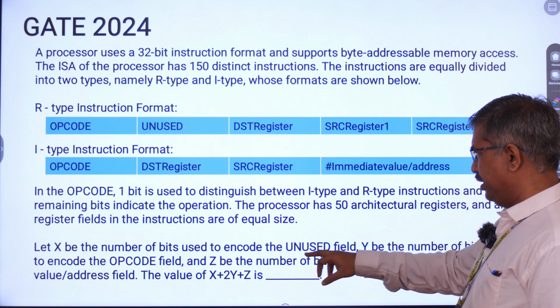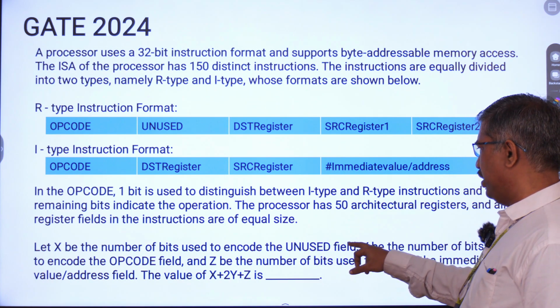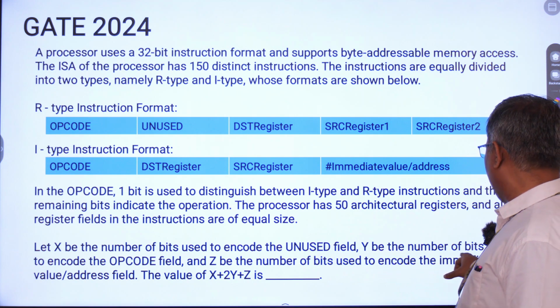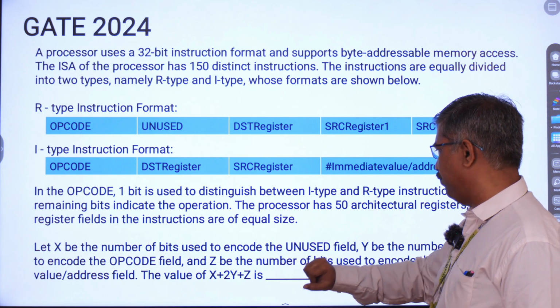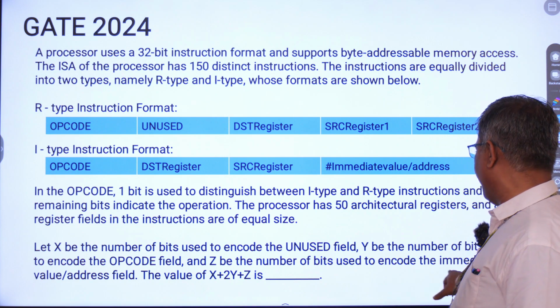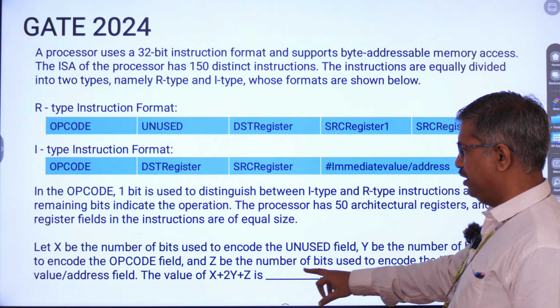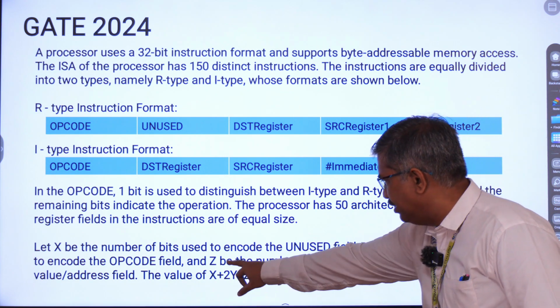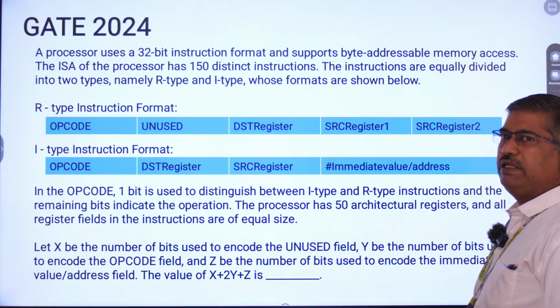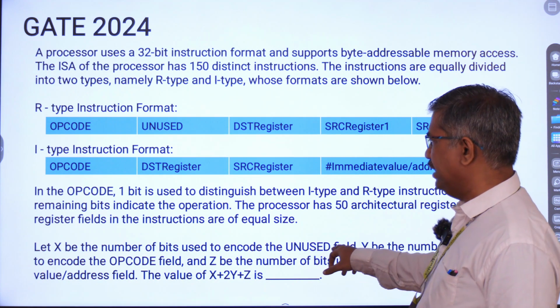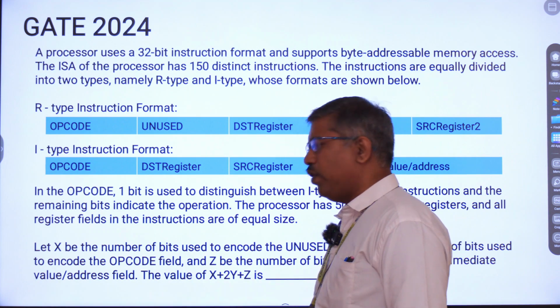So let X be the number of bits used to encode the unused field, Y be the number of bits used to encode the opcode field, and Z be the number of bits used to encode the immediate value or address field. So we need to calculate the value X plus 2Y plus Z. So we need to identify the values of X, Y, Z.